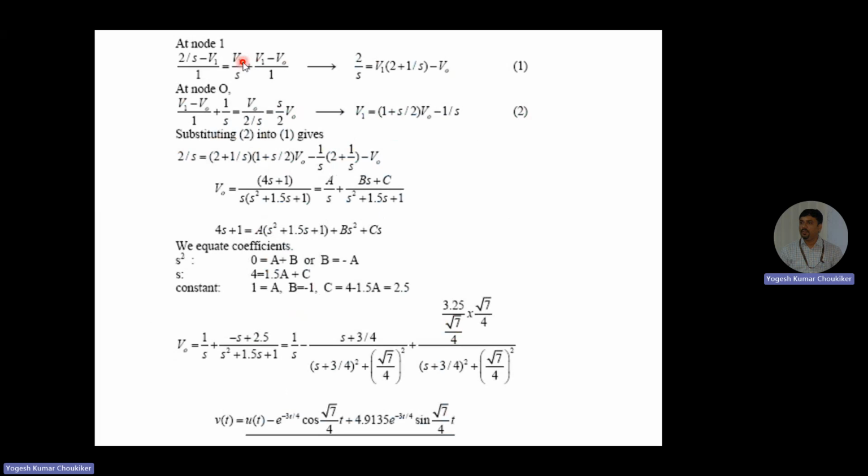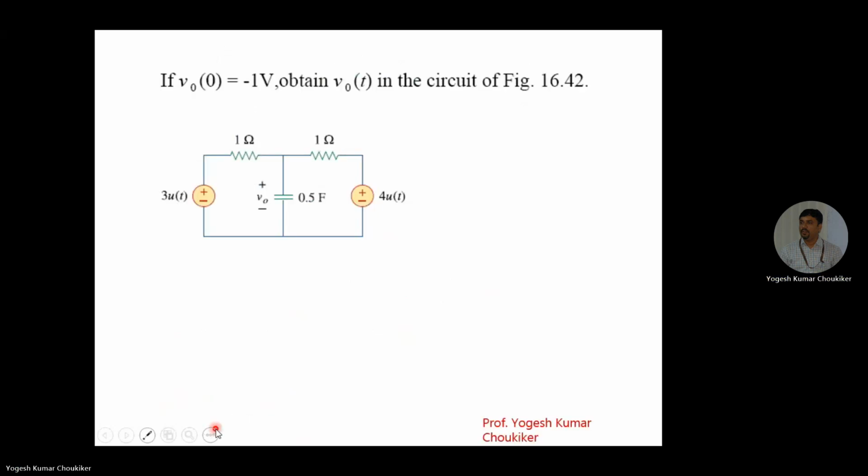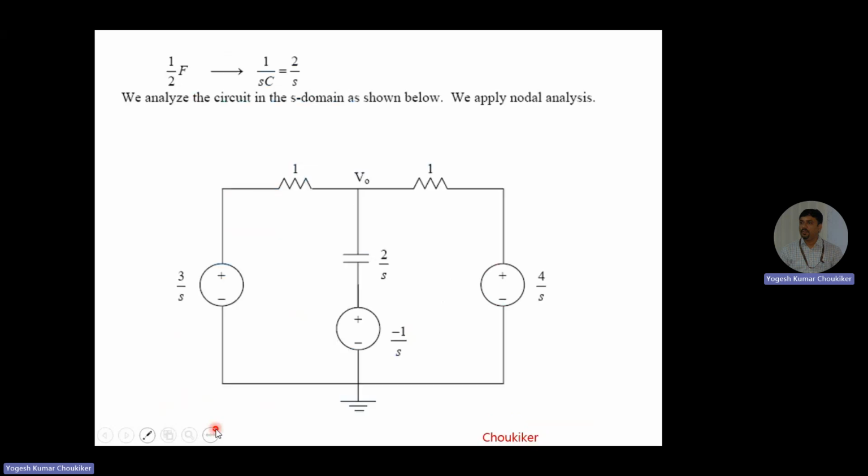Likewise, we complete it, and finally we have to arrange the solution in the form of partial fractions. Then we use the properties, taking the inverse, and our capital V naught becomes, after taking the inverse, the v of t. Likewise, we will take one more problem. If V naught of 0 is minus 1 volt, what is the meaning? The initial voltage is not 0. Then what is the solution of V of 0?